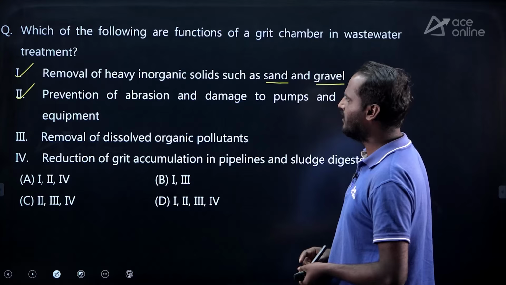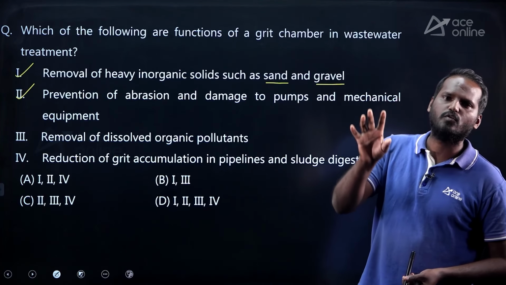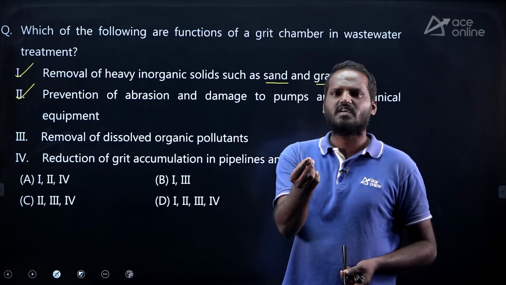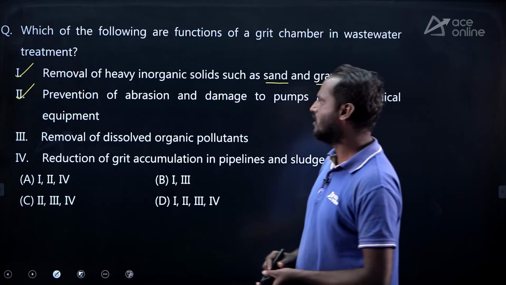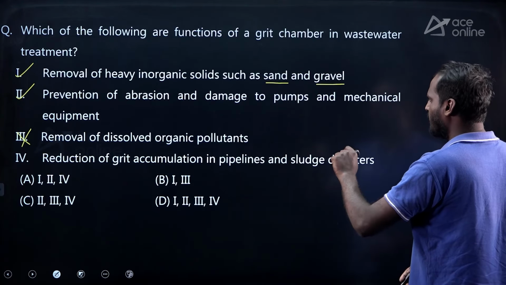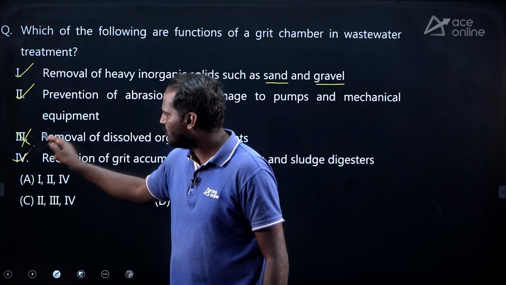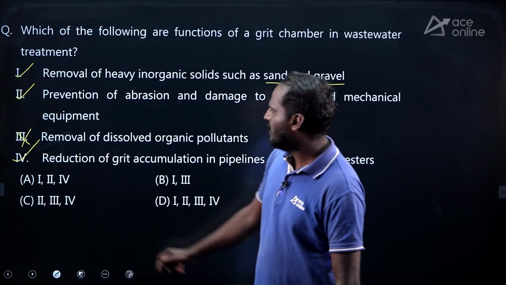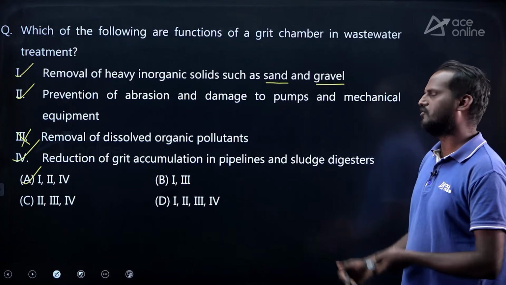Functions of grit chamber, it needs to be identified. Removal of dissolved organic pollutants, no. A grit channel is aimed to remove inorganic grit particles, heavier particles, right? We just operate 2 seconds, narrow channel, only 2 seconds is the detention time. Dissolved organic cannot be removed. Therefore, option 3 is wrong. Reduction of grit accumulation in pipelines and sludge digesters, right? It prevents the accumulation, so that is also a function. Therefore, 1, 2, 4 are correct. Which option is correct? Option A. Easy question. If you understand what a grit channel is, you can understand this question very easily.